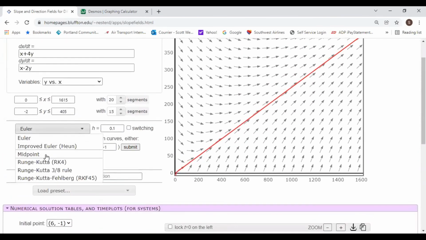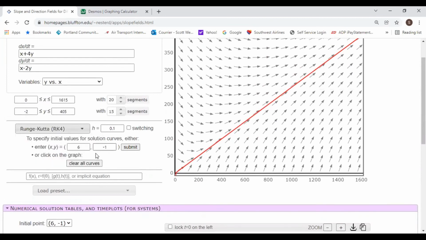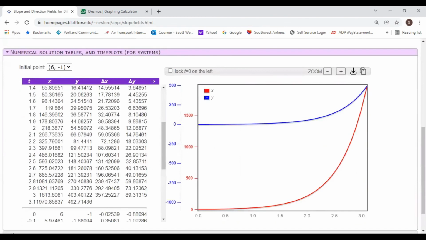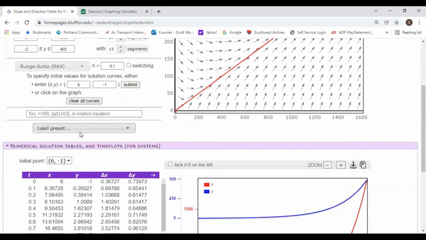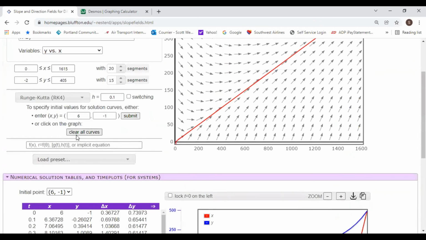But now let's take a look at what the Runge-Kutta method would give us. So submit that. And at its t equals 2 value, it's 218, which matches the formula pretty well. At t equals 3, it's 1613, which again matches the formula mighty well indeed.